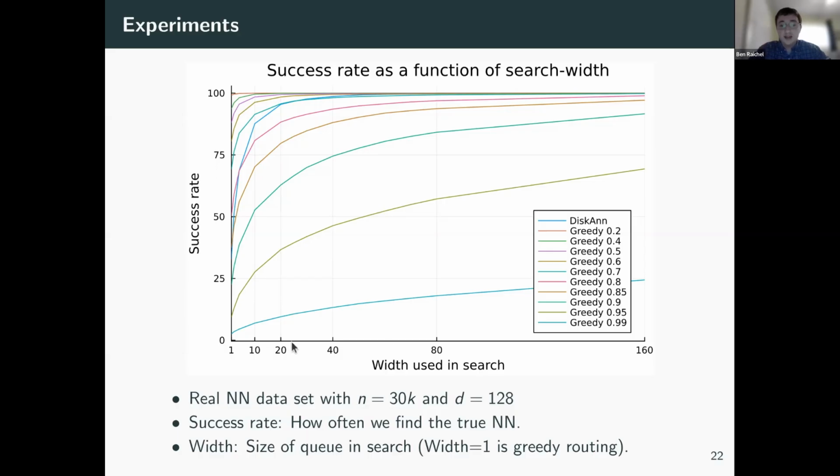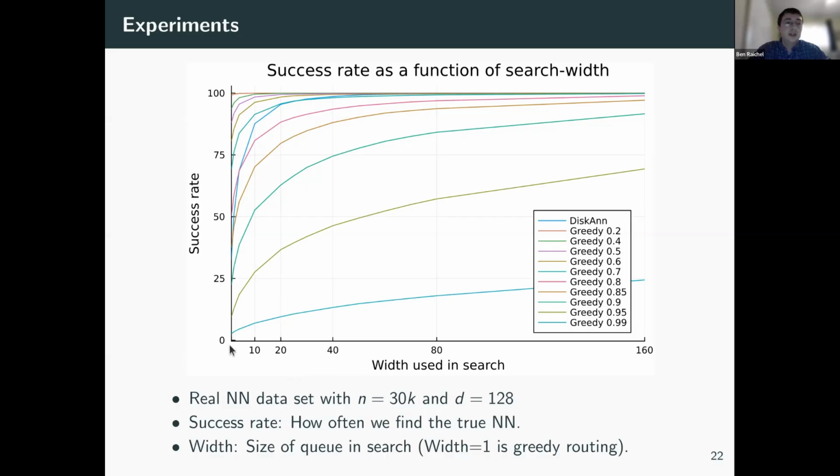And what you see on the x-axis is the width. Remember, for this greedy search algorithm, I said you could also use a queue that would be a little less greedy. That's what this is. The width is the queue size. So the greedy version that we've been talking about most of the lecture would be when the width is 1. That would be all the way at the left, at the y-axis here.